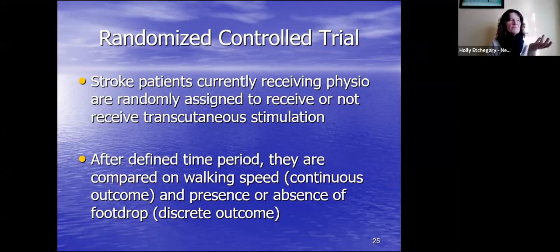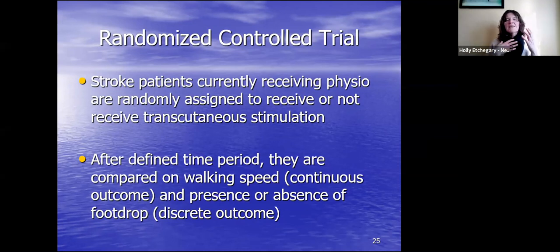So here's an example. You have people who have had a stroke that are currently receiving physio. What if we thought that transcutaneous stimulation, the little pads you use sometimes in physio that give you little electrical currents, very low voltage, for tense muscles, will have some impact on walking speed, which is a continuous outcome because we measure it in seconds, or on the presence or absence of a foot drop, which can be an outcome of stroke? That's a discrete outcome. Do I have the foot drop or do I not, yes or no, as opposed to walking speed, a continuous variable. So this might be your example.